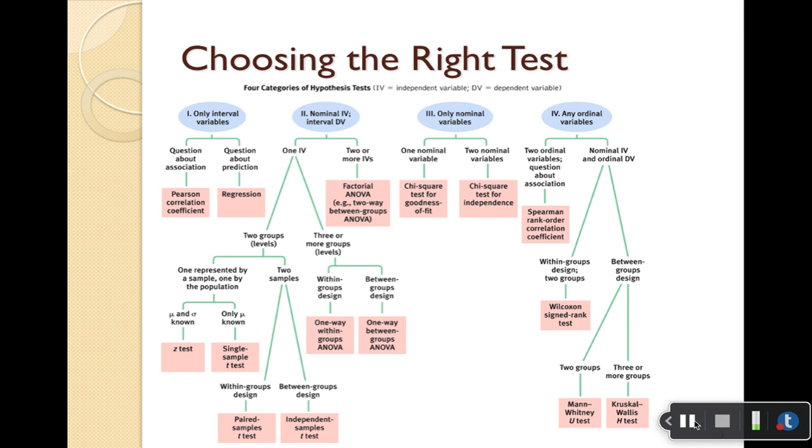This graphic here is an example. If you are interested, you can Google this. It's a statistics tree or a decision-making tree for statistics. And basically this breaks down different types of statistical tests and the different questions you might ask yourself when trying to figure out a test.